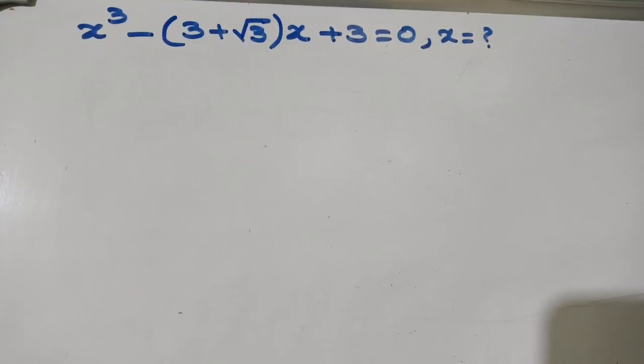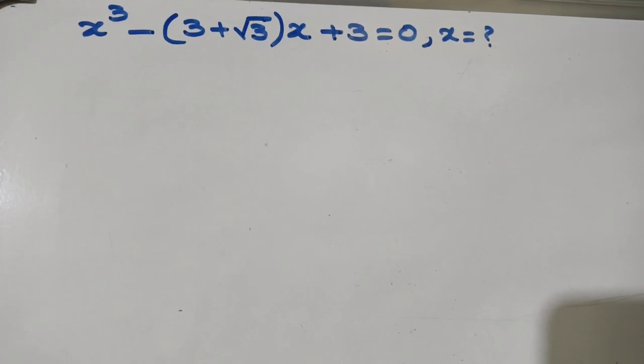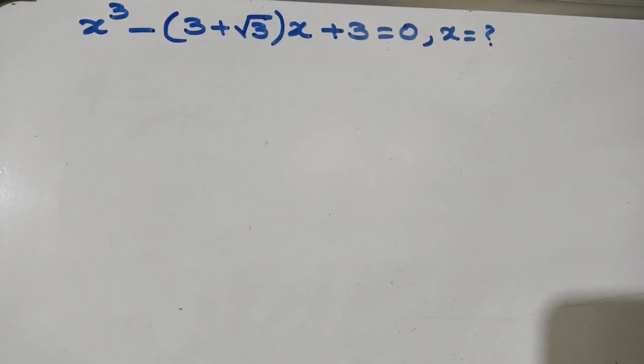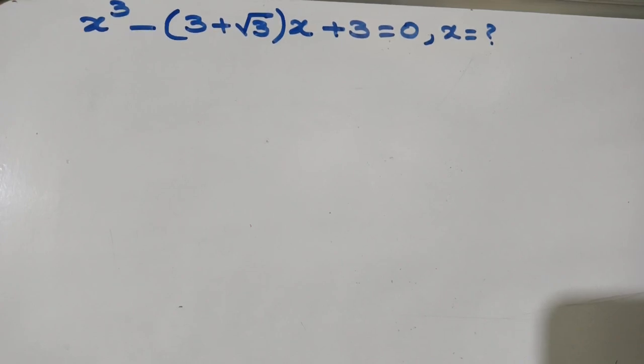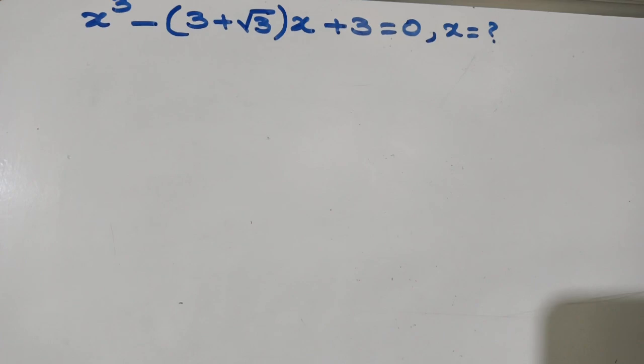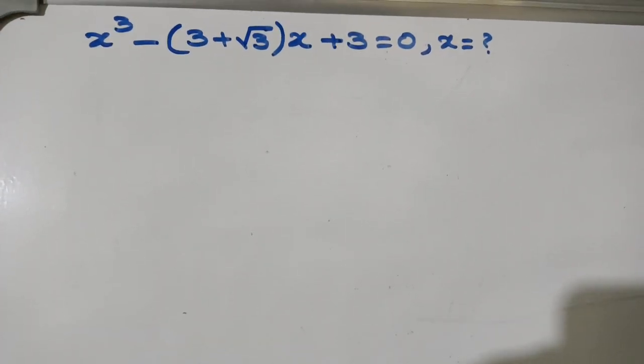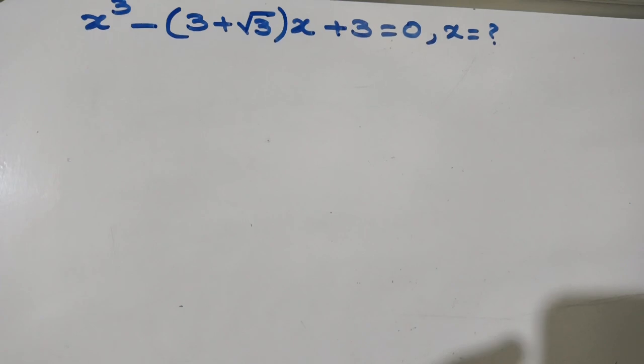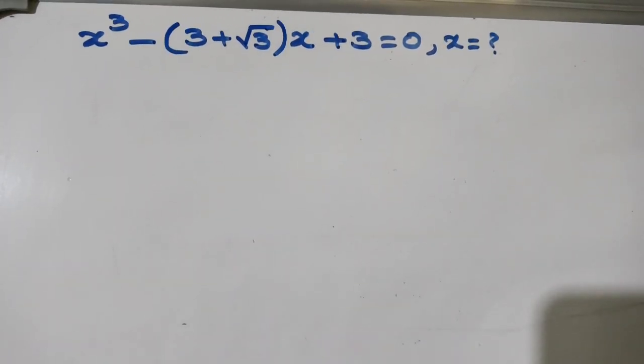Today I am going to solve an 8th class level Olympiad question. x cubed minus (3 plus root 3) x plus 3 is equal to 0. Then x is equal to? So to solve this equation, the solution starts here.